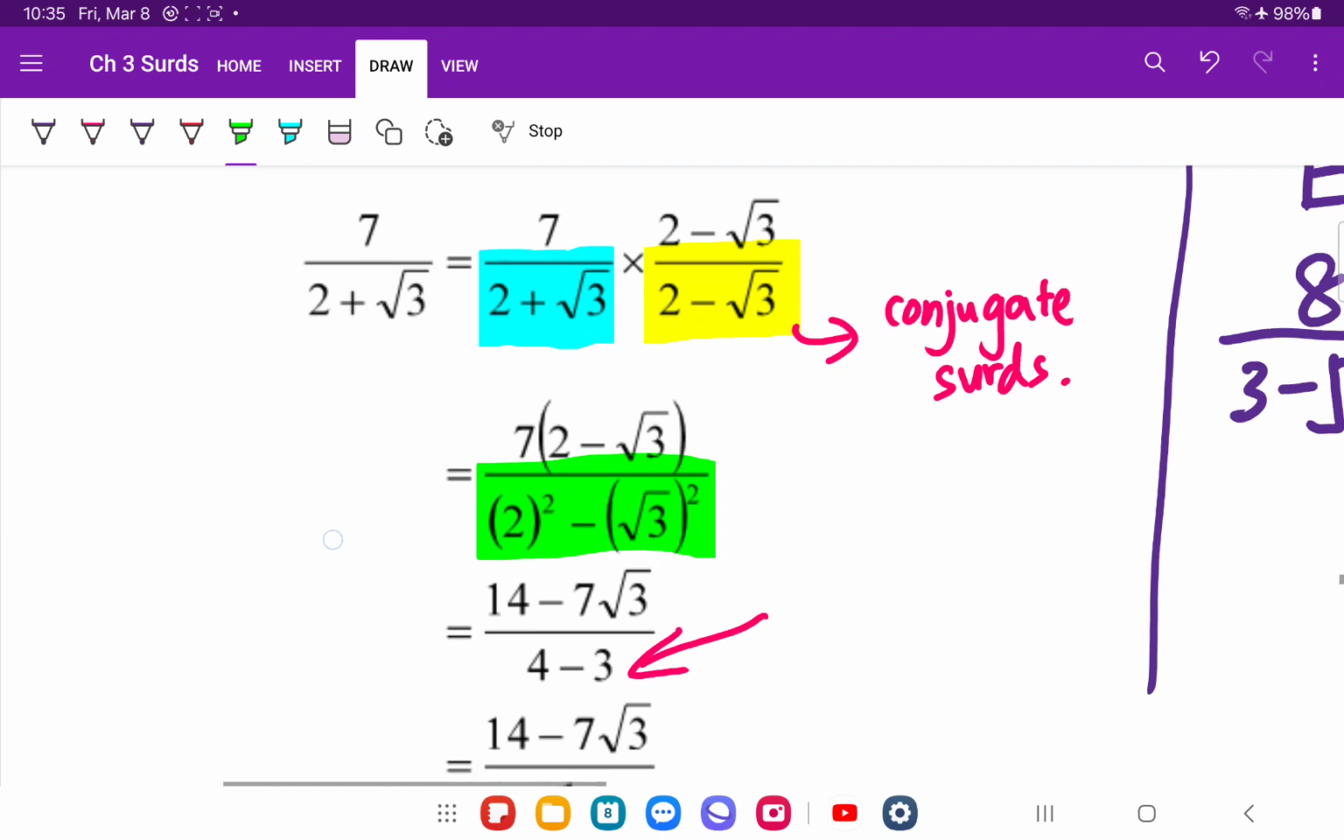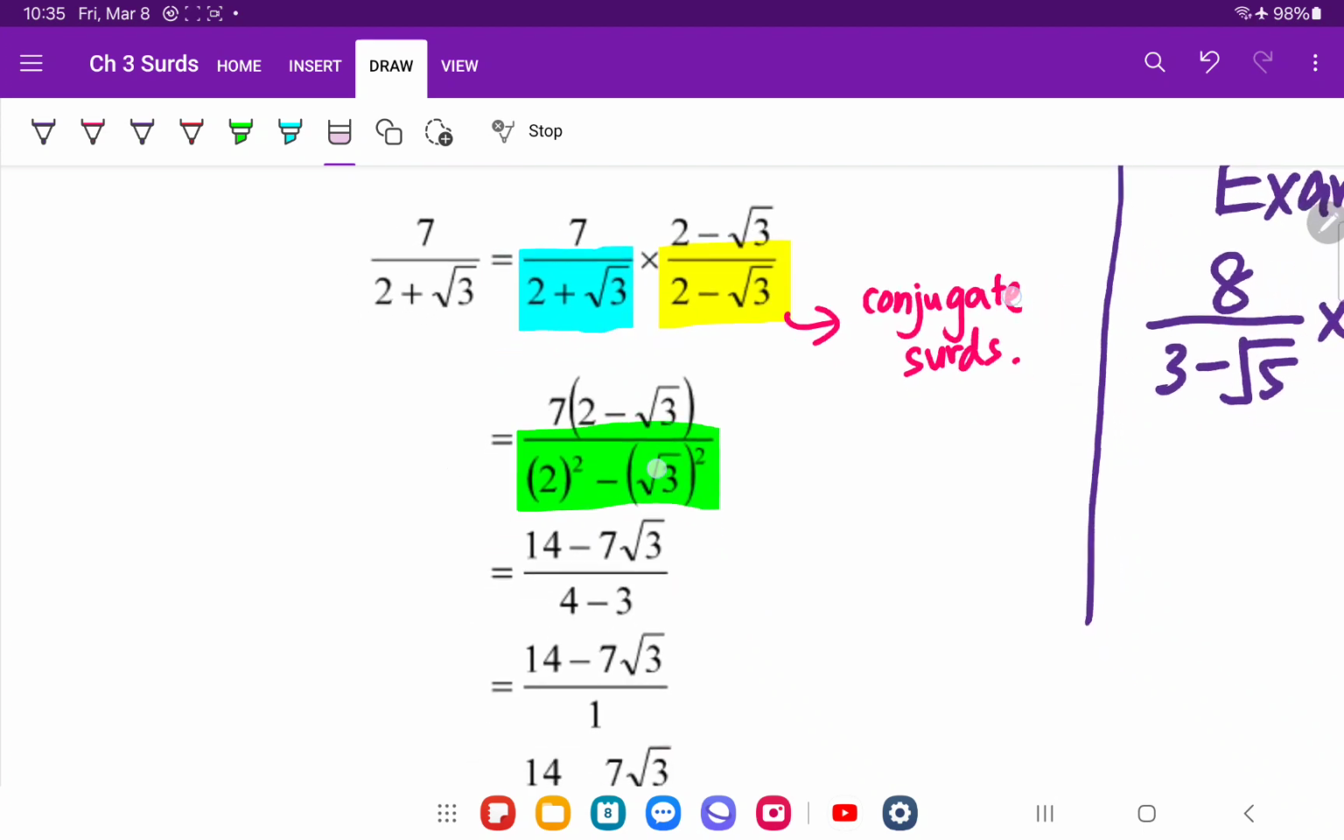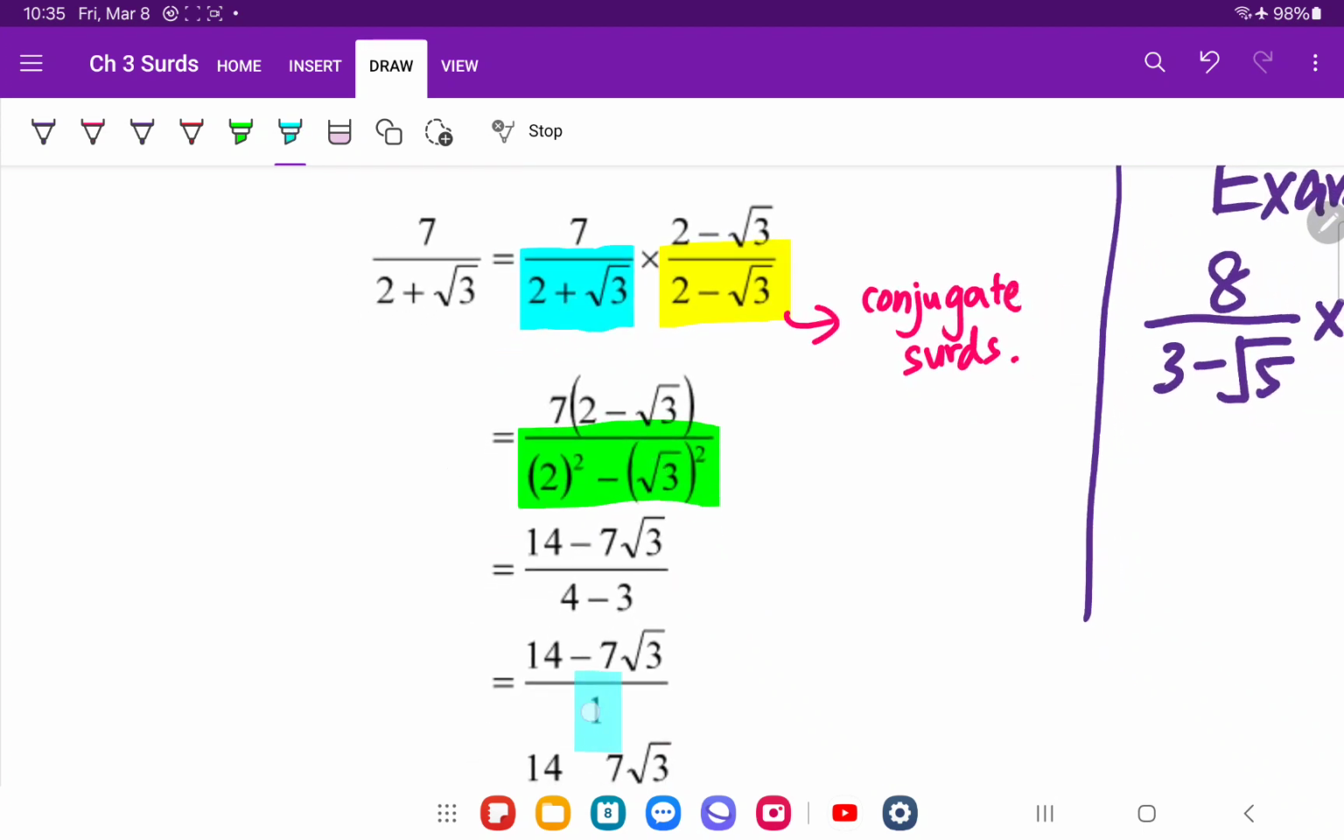Now let's move one more step. The denominator, how did I get a 4 minus 3? It's because 2 squared is 4, whereas square root 3 squared is a 3. Now after this step, you are almost done already, because 4 minus 3 is just a value of 1. And then on your numerator, if you multiply in, you will get a 14 minus 7 root 3. Johan, what is 14 minus 7 root 3 divided by 1?